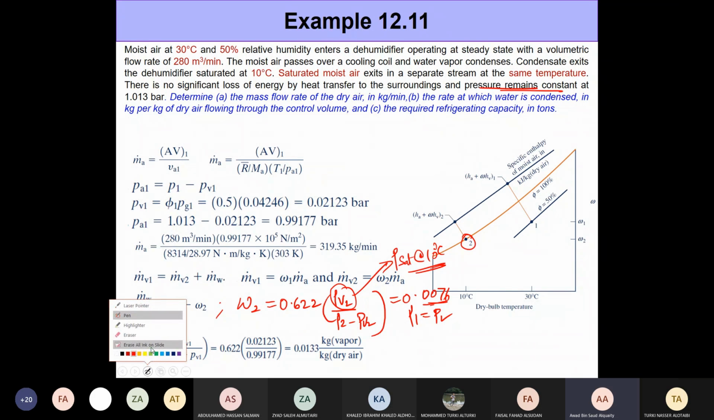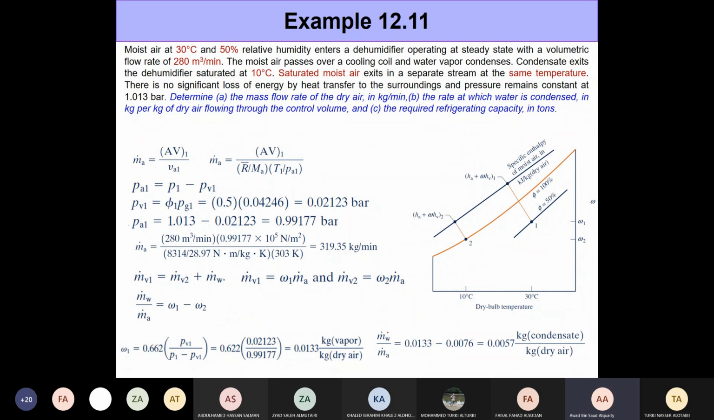Now we have omega 1, we have omega 2. It's a matter of plugging into this equation right here, and omega 1 minus omega 2 gives us the amount of water that got condensed per unit mass of dry air. So this is the amount that got condensed. Basically, you could think of it as about 40% of the initial water got condensed, right? 40 to maybe 50%, slightly less than 50% for sure. Okay, so this is the second part. Any questions in part A and part B?